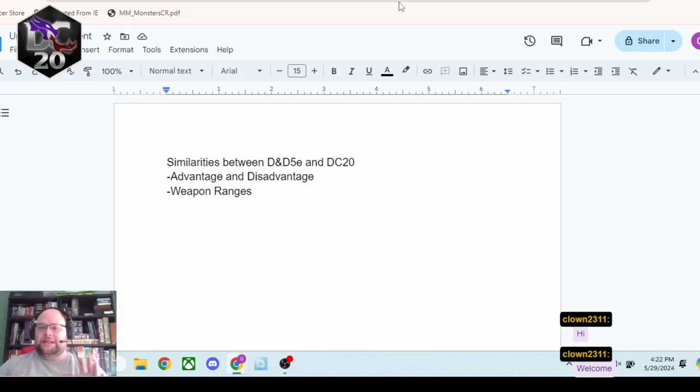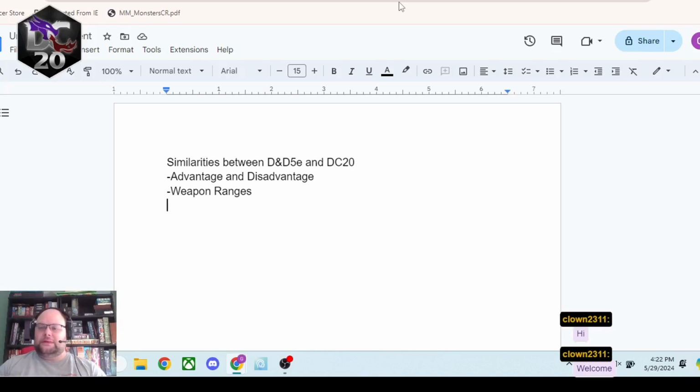So if you attack within that normal range, it's a normal attack roll. No disadvantage, no advantage. You just roll a d20, add your modifier, that's your attack roll. If it's within that second range increment, then it's long range, which is at disadvantage.